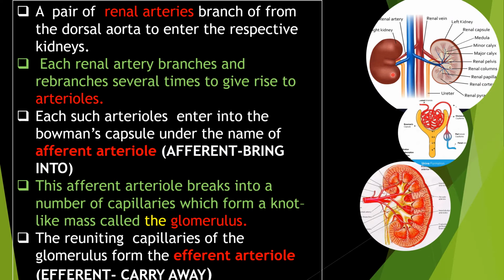Here you can see there are numerous nephrons in each kidney, almost 2 million nephrons in both the kidneys. Each arteriole enters into the Bowman's capsule of the kidney tubules.